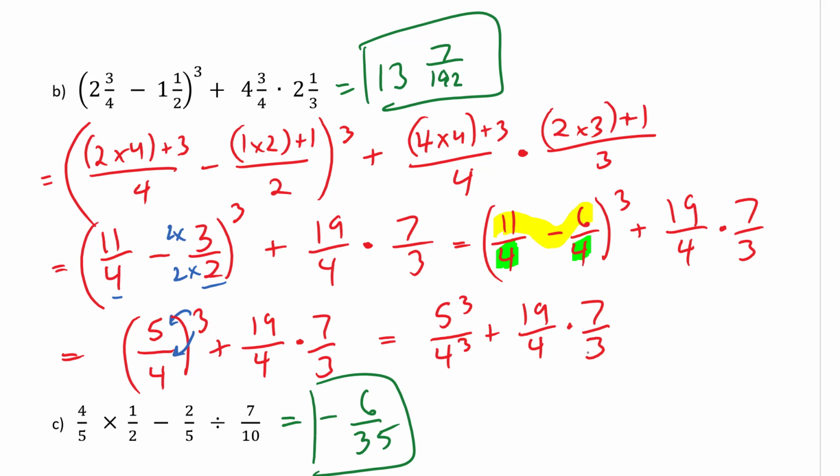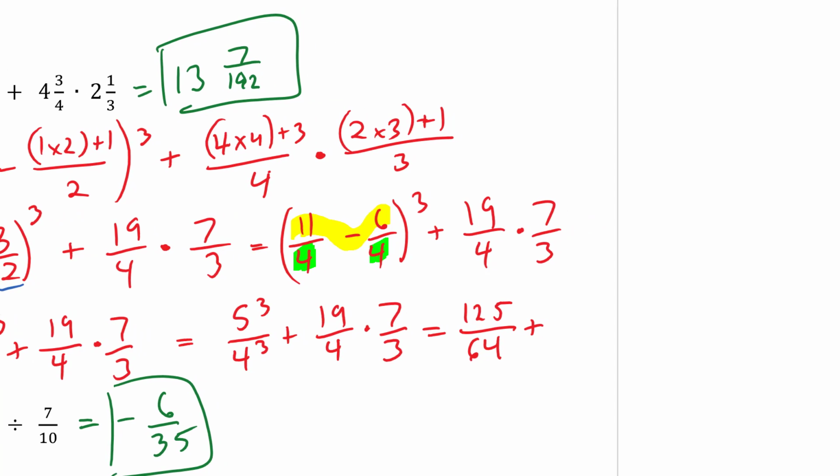Five cubed, 5 times 5 is 25. 25 times 5 is 125. 4 cubed, 4 times 4 is 16. 16 times 4, 64. Now we are done our brackets, we're done our exponents. Now we do multiplication. We're multiplying those together.